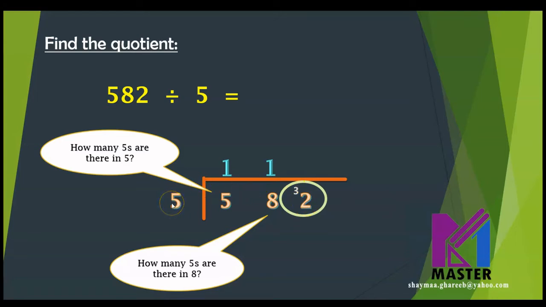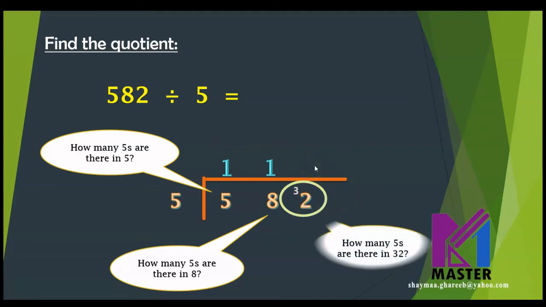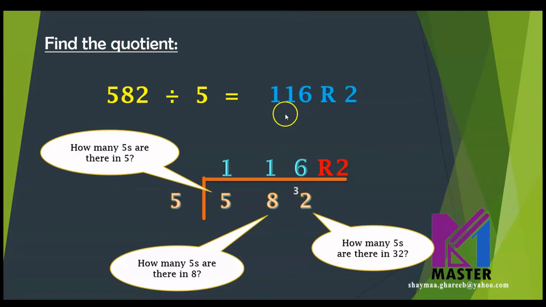32 divided by 5. How many 5's are there in the 32? 6 5's, which is number 30, which means the remainder will be 2. So our answer will be 6, remainder 2. Do I have any more digits? No, so I will write the 6 up here. And where to write the remainder? I will write it up in the final answer. Is this clear? So our quotient here for this will be 116, remainder 2. Is this clear so far?